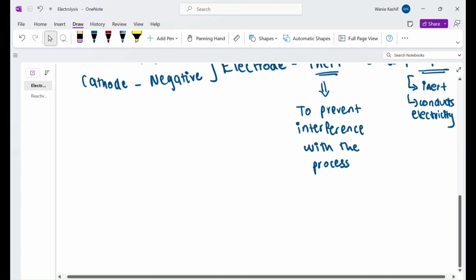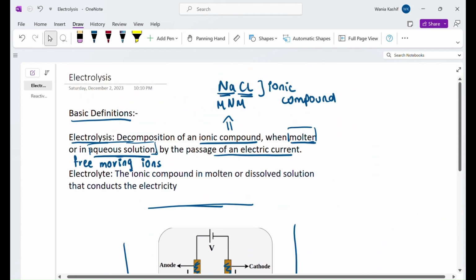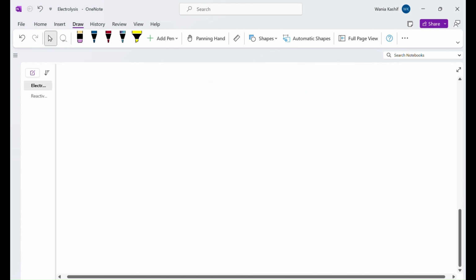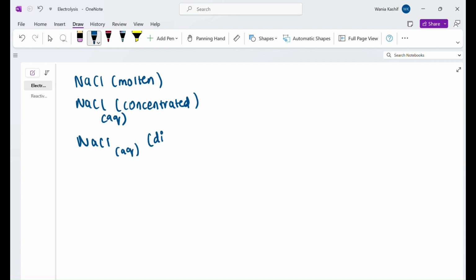Now I'm going to be explaining the basic working of electrolysis, and we are going to be working with these 3 examples. So we're going to be working with NaCl in molten form, NaCl as a concentrated aqueous solution, and NaCl as a dilute solution. So let's start off with molten because it's the easiest.